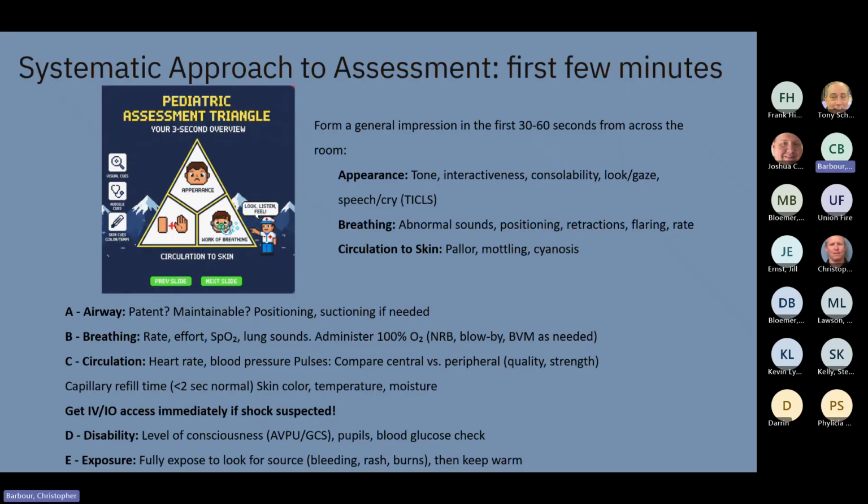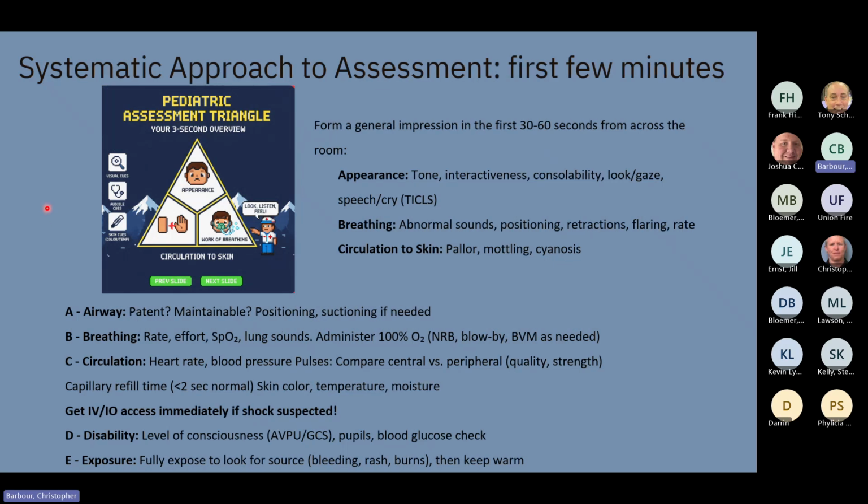So how do we assess these patients? The good old pediatric assessment triangle. It's what we're going to do from the door. We're going to look at their appearance. Does this patient appear to be okay?